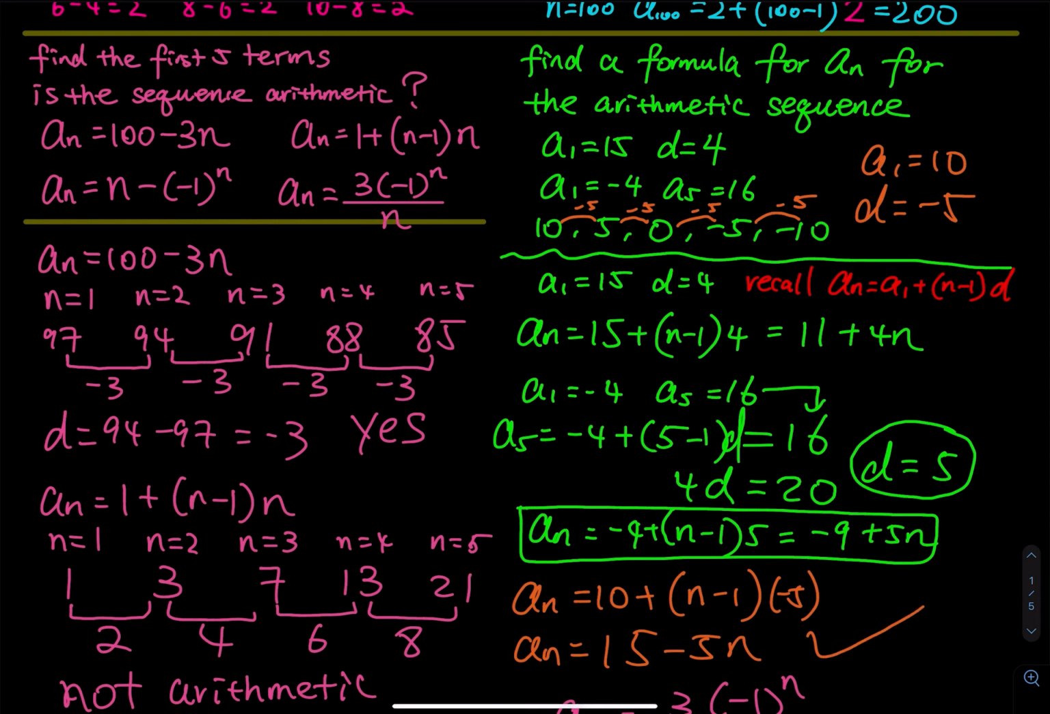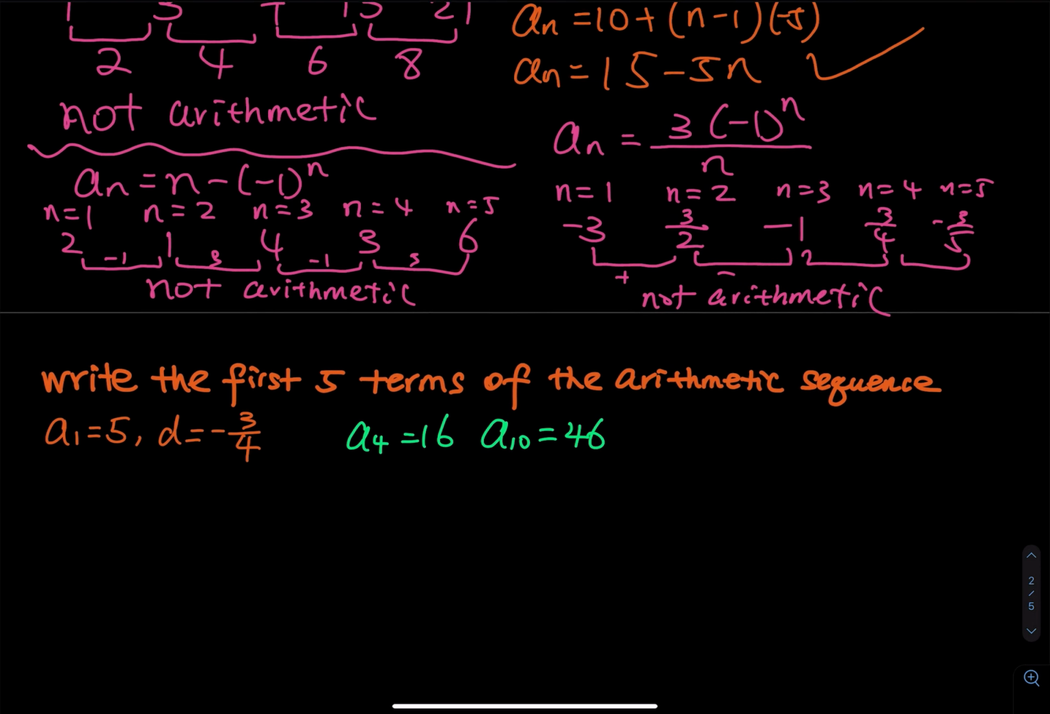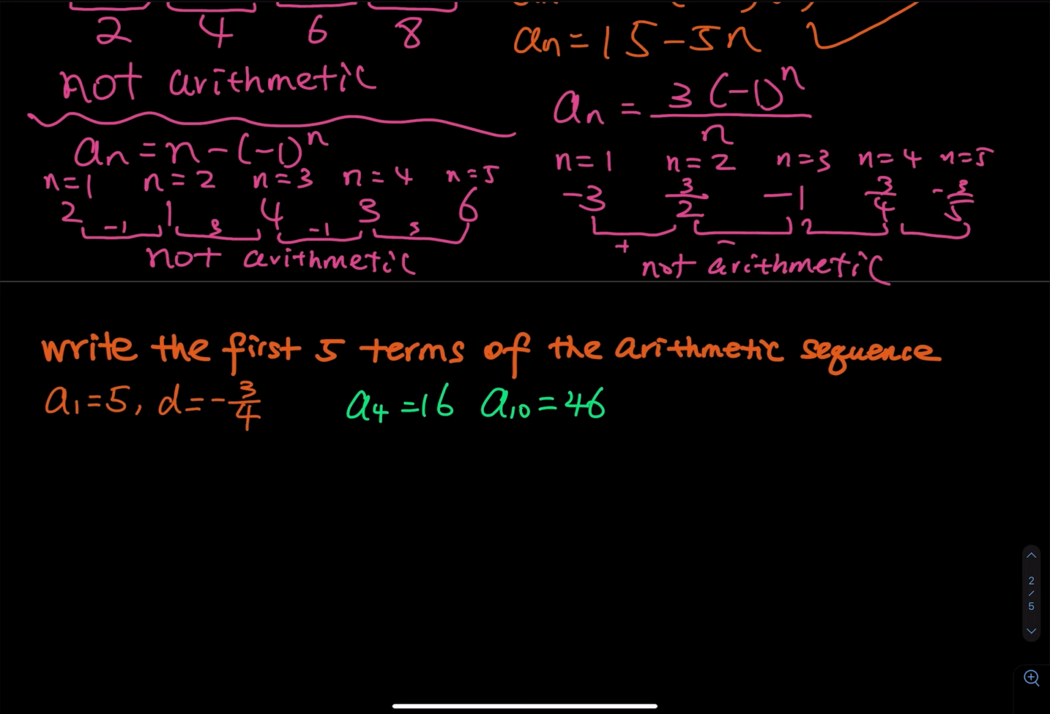And this is not the end of this video yet, because we have another example. So the next type of example is I want to write the first 5 terms of the arithmetic sequence. The first problem is straightforward. The first term is 5, and then the common difference is -3/4. You don't need any formula.